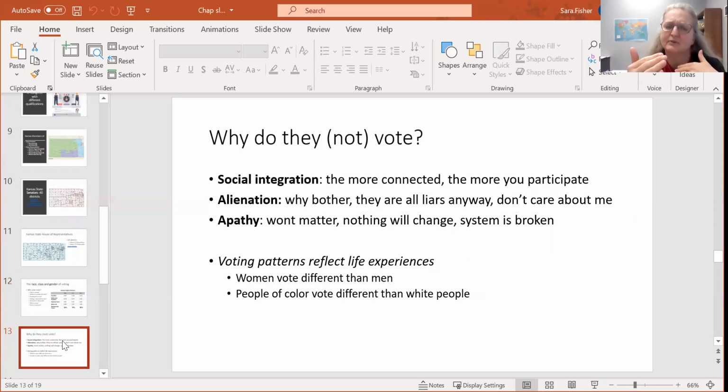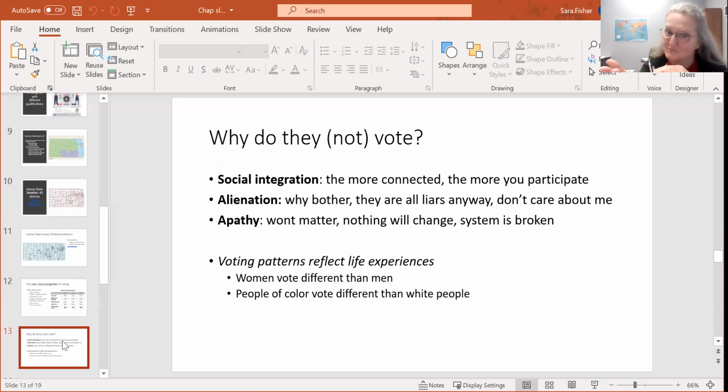It's quite similar, actually, that the more integrated you are with a group, the more you sort of believe the group, or the more that the group can influence you, right? And so the opposite of that is also true, that people who are alienated, people who feel disenfranchised, think, why bother? They're all liars anyway. They don't really care about me. So if I don't feel like I'm part of the system, or the system represents me, I'm obviously not going to care about the system, right?